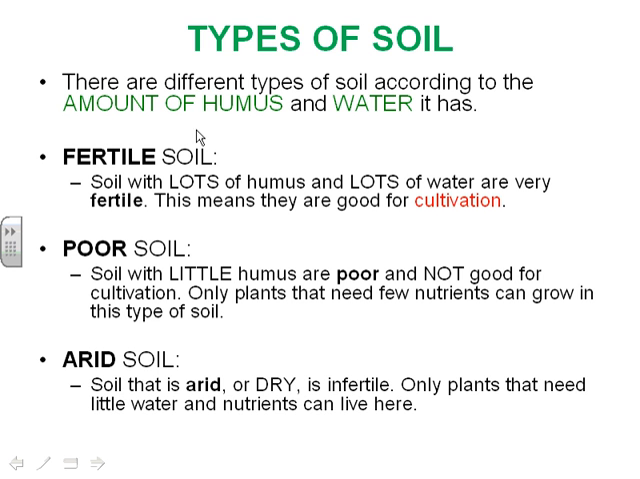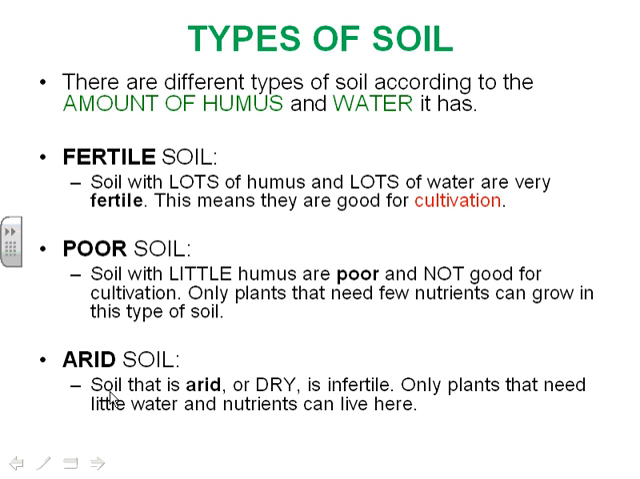Types of soil. There are different types of soil according to the amount of humus and water it has. Fertile soil. Soil with lots of humus and lots of water is very fertile. This means it is good for cultivation. Poor soil. Soil with little humus is poor and not good for cultivation. Only plants that need few nutrients can grow in this type of soil.